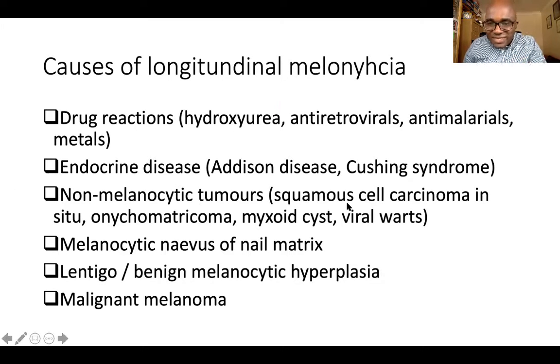onychomatricoma, myxoid cyst. So digital myxoid cyst, where you can see either a lump on the nail bed or at the beginning of the nail bed, and then there is either an indentation in the nail bed, and most patients might have a history of ganglions or arthritis, and the digital myxoid cyst can bring deformities in there.